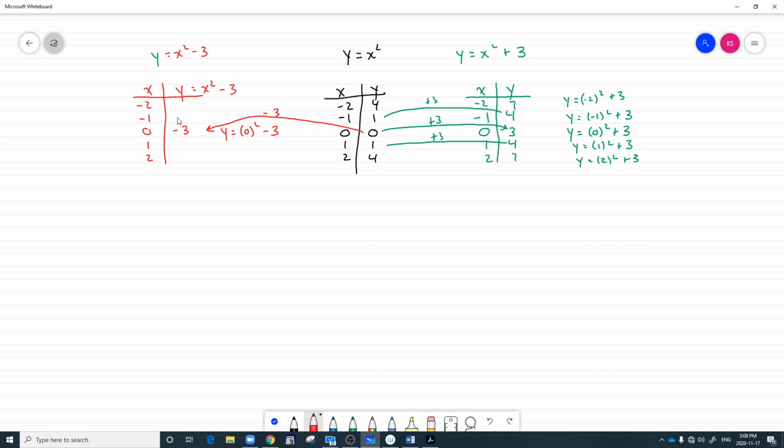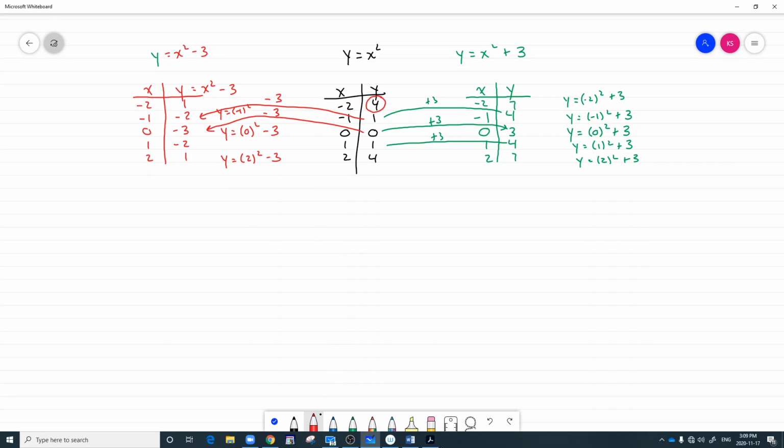If I do negative 1 squared minus 3, so y equals negative 1 squared minus 3, that's 1 minus 3 is negative 2. It's moved down 3. So same thing here, this one would be negative 2. So if it was 4, and I know I'm going down 3, this would be a 1. And if I check it, you get y equals 2 squared minus 3, 4 minus 3 is 1. So this k value is affecting your y value, and it's shifting your entire graph up or down.